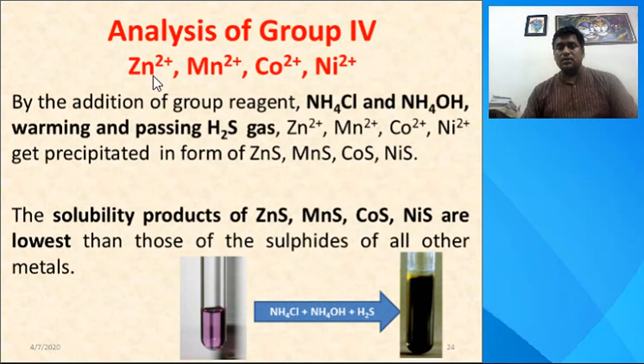Analysis of group 4. Metals are zinc, manganese, cobalt and nickel, and the group reagents are ammonium chloride, ammonium hydroxide, and then warm them and pass H2S gas, and the precipitates will be in form of zinc sulfide, manganese sulfide, cobalt sulfide and nickel sulfides. So again, what does it signify? The solubility products of these sulfides of these four metals are lowest than the sulfides of all other metals. That is why only these four metals get precipitated, the rest remain in solution.